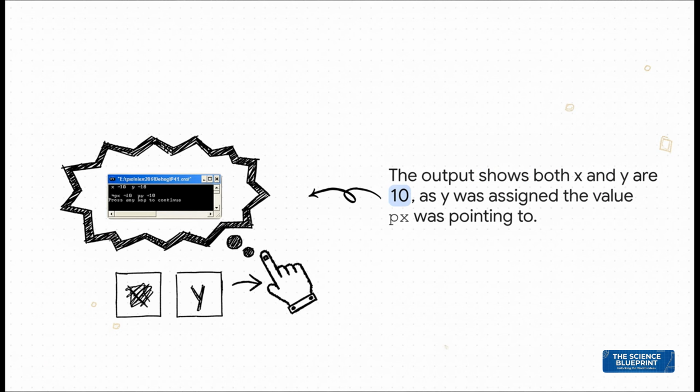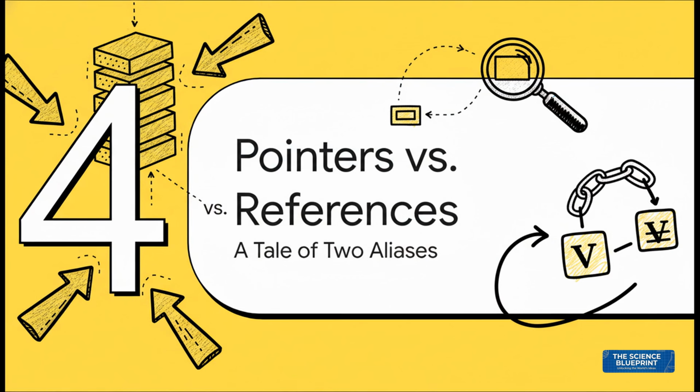And there you have it. The proof is in the pudding. The output shows x is 10, and now y is also 10. We did it! We successfully used our pointer px to indirectly sneak in, grab the value from x, and copy it over to y. All right, section 4.